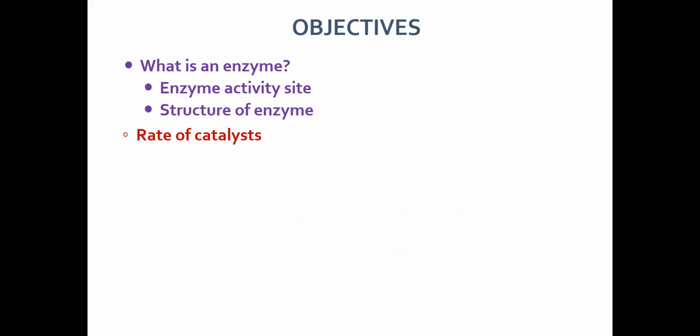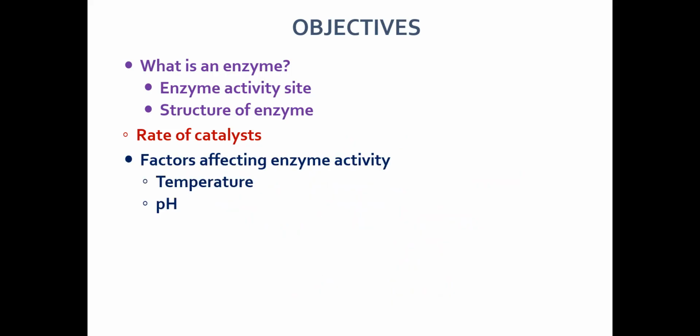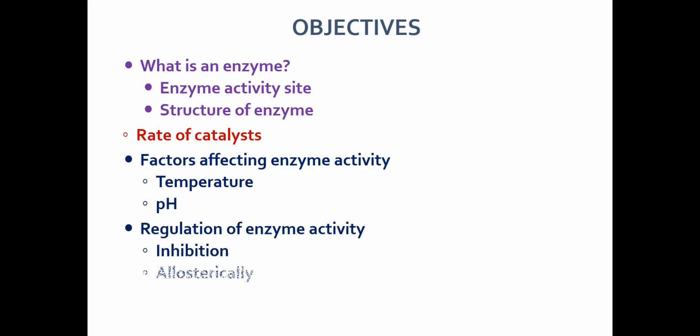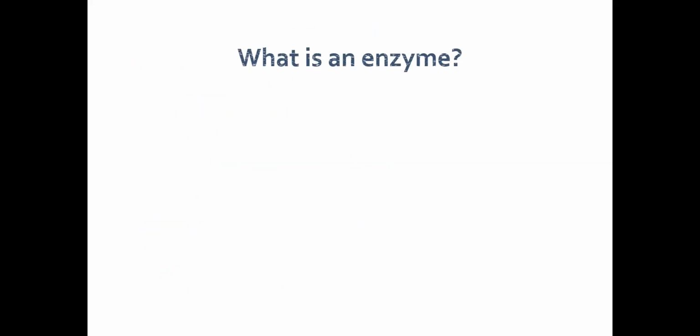The objective of today's lecture is: what is an enzyme active site, the structure of an enzyme, rate of catalysis, and factors affecting enzyme activity, mainly the temperature and pH, and how the regulation of enzyme activity occurs through inhibition, allosteric effect, and feedback inhibition.